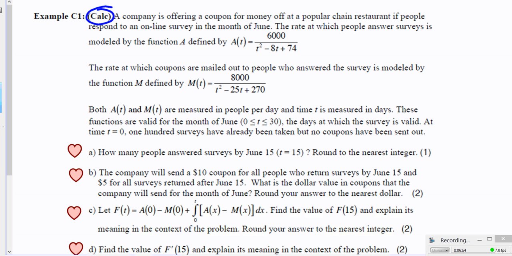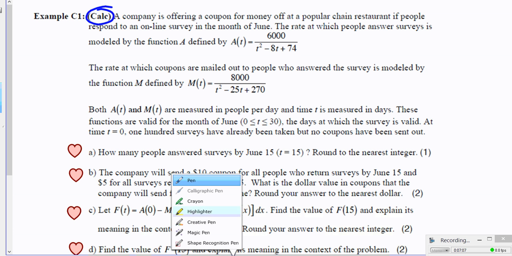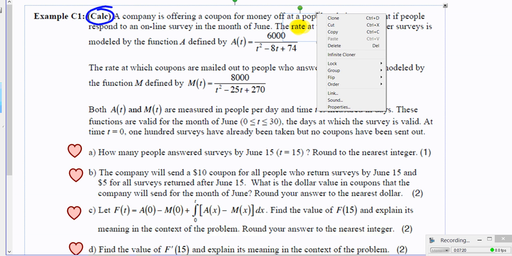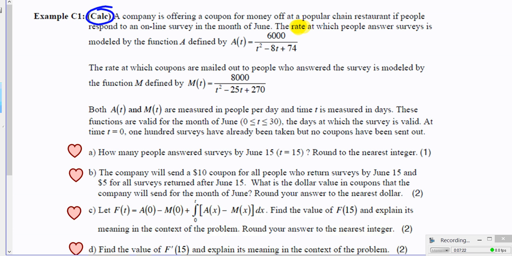Anyway, enough said. This one says a company is offering a coupon for money off at a popular chain restaurant if people respond to an online survey. And then this is something I've seen several times, and I don't love it, but I understand that they're just trying to make sure you really understand things. They say the rate at which people answer the surveys is given by this particular function that they're referencing.